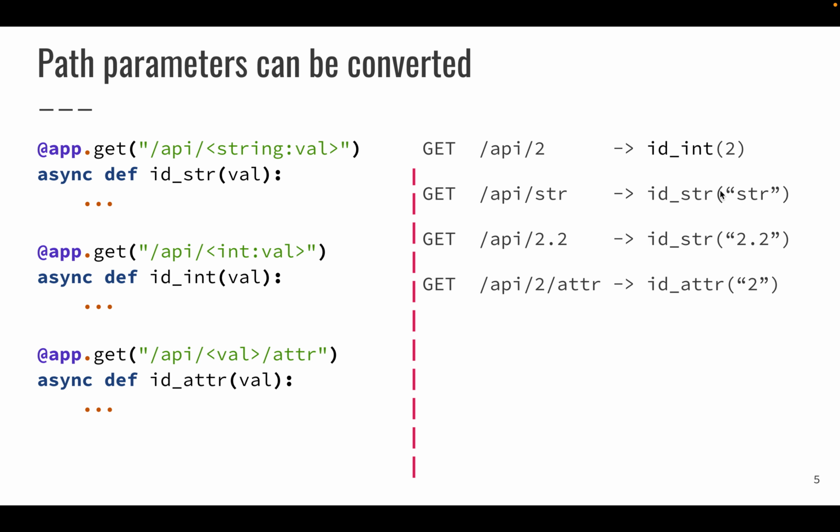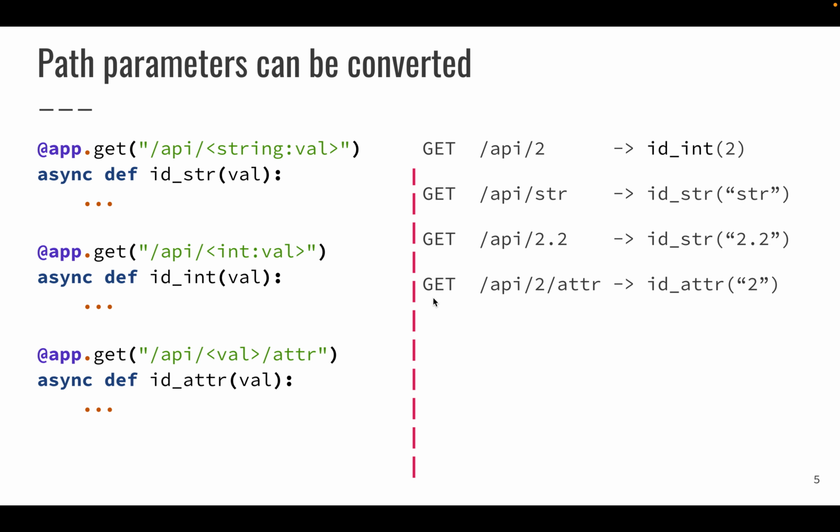So str as a string. Next, a request that's get slash API slash 2.2, where you can make an argument that this could be converted to an integer. In Flask and Quart, however, it doesn't count. There's also a float converter if you want to account for these. So instead, it calls id_str with a string value 2.2.